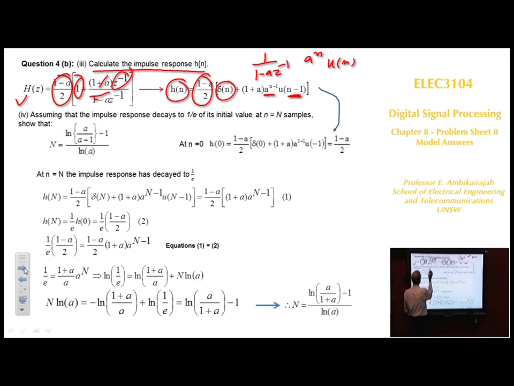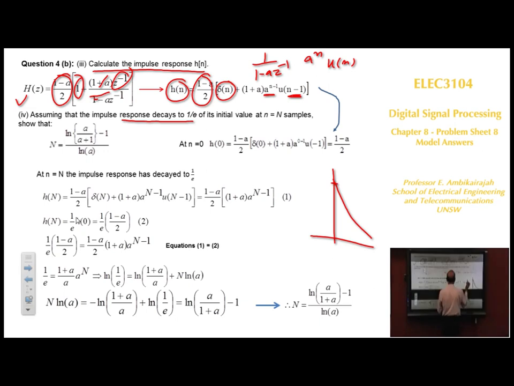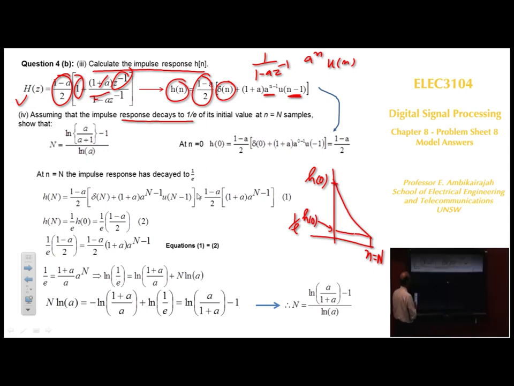The next question is, assuming that the impulse response decays like that, to 1 over e of the initial value. So the initial value, whatever you calculate, is h0, and at n equal to capital N, you find this value. This value is now going to be 1 over e times h0. So we want to find out what N is equal to. We are going to show that.